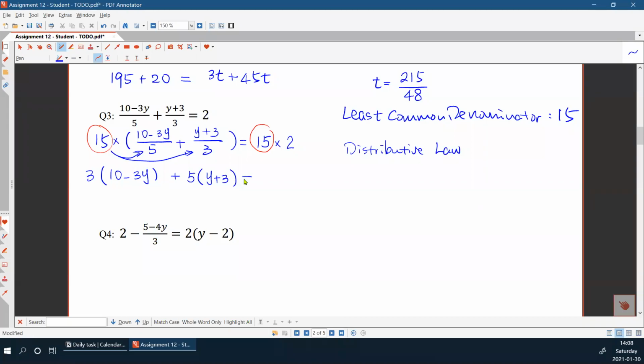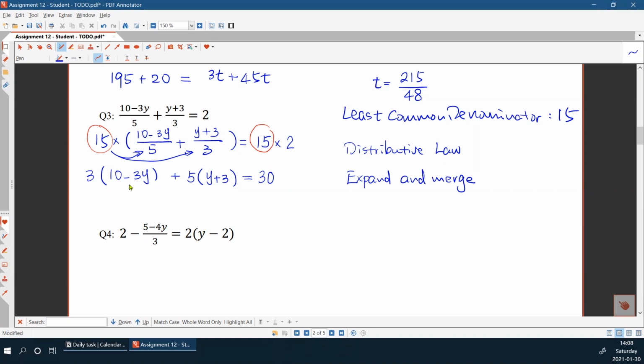Okay. Right hand side, 15 by 2 is 30, right? Okay, next, expand and merge. Okay, again, for the first term, we have to use a distributive law.